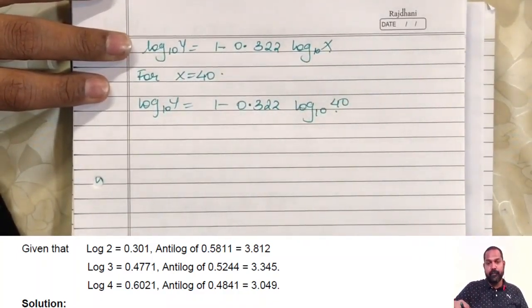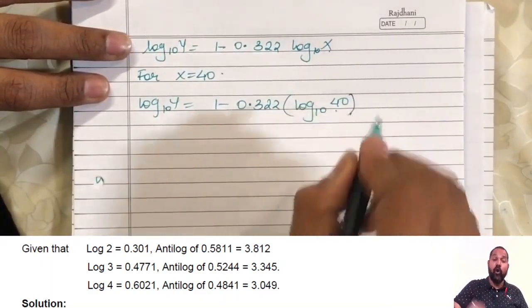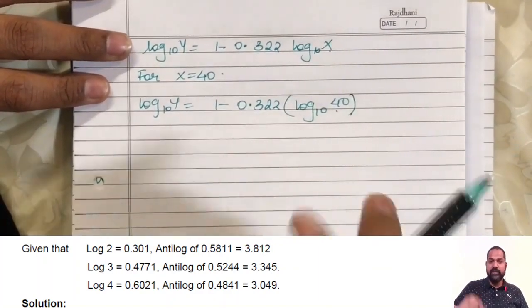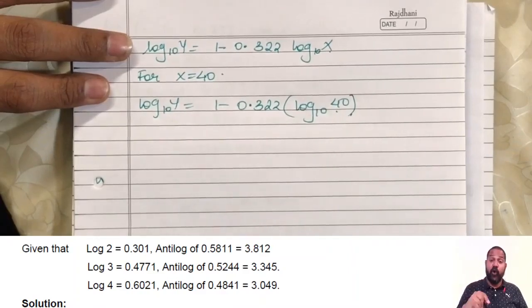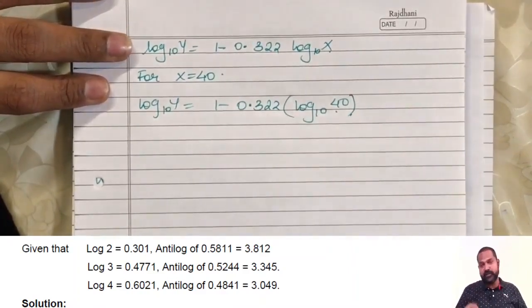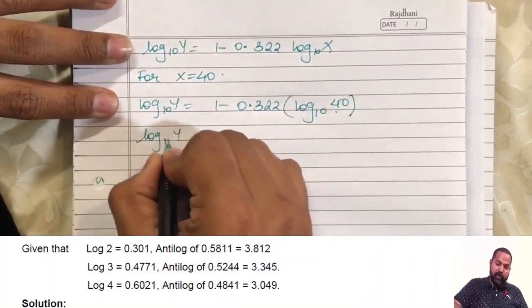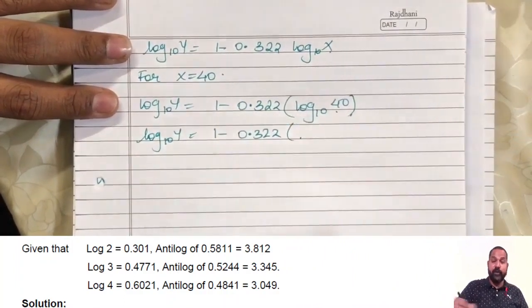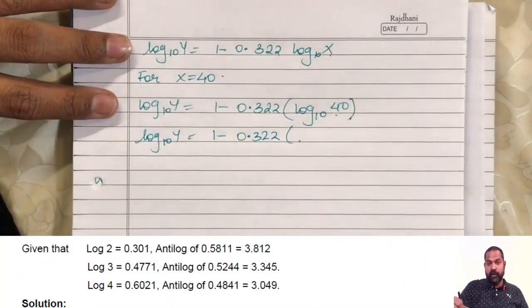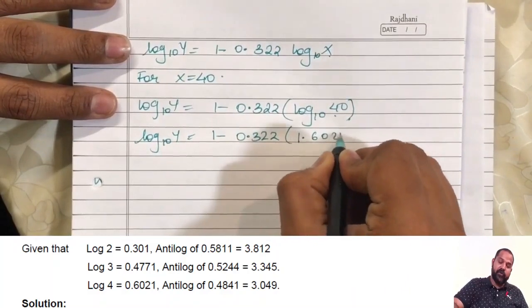But they have not given you log 40. They have given you log 4. But that's okay. See, in 4, there is 1 place before the decimal, so characteristic is 0. In 40, there are 2 places before the decimal, so the characteristic is 1. So I will say log y to the base 10 is 1 minus 0.322 into log of 40. Log of 40 is, if log of 4 is 0.6021, then log of 40 is 1.6021.